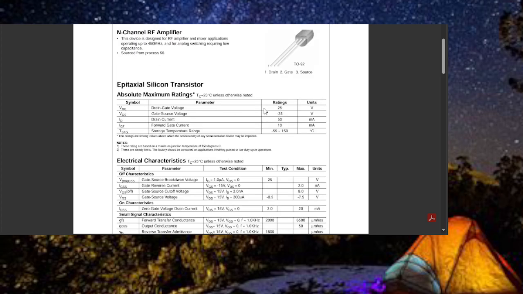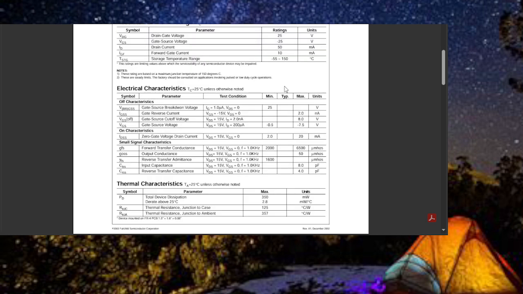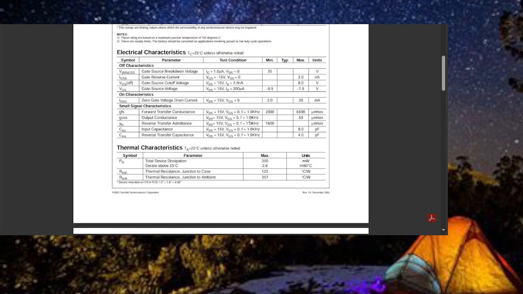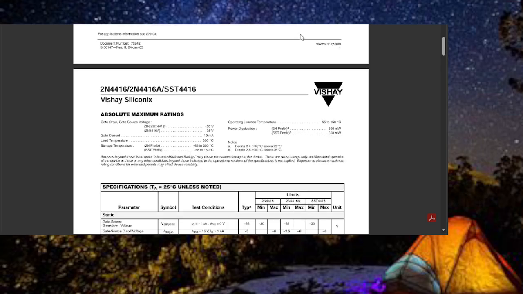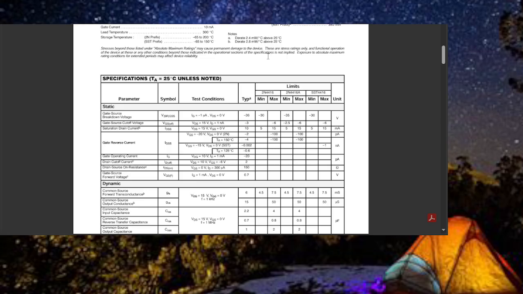So we've got drain gate voltage. We've got 25 volts, 25 volts. So that's 50 milliamps instead of 30, forward gate current, etc. Minus 55, 20. Basically, it's the same setup. Now for 1 kilohertz, it shows minimum, max, forward transfer conductance. It's like a gain thing. 2000 to 6500. Let's see if that has that value.